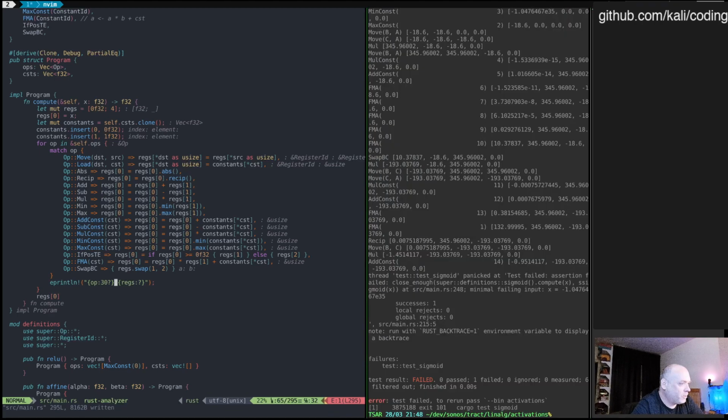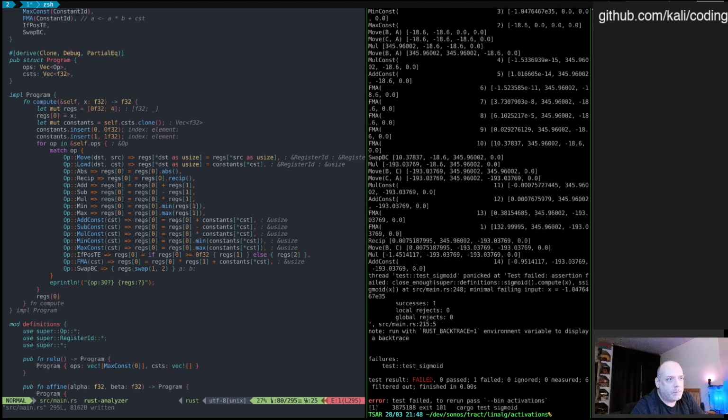As you're watching, what is happening is, I had a swap BC, because adding this operator swapping B and C makes it possible for me to compute the sigmoid with only 3 registers, or at least that's what I think. And now I implemented it, and I'm trying to debug it, because it's not working anymore. So just trying to figure out a way to have a readable print.